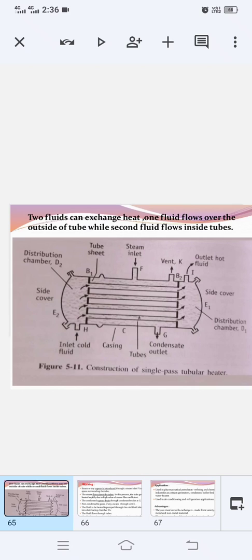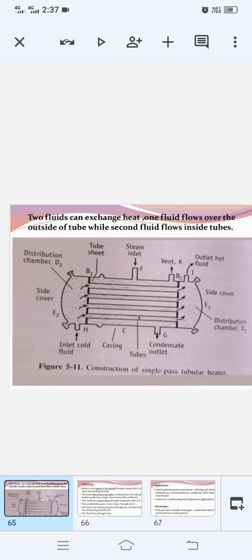Now steam or other vapor is introduced by a connection F. The heating medium, steam or vapor, enters the casing from connection F. Some provisions are made for the escape of non-condensable vapor. The non-condensable vapor will be removed from point K, and the condensed vapor drains at point G. The condensate outlet is G, and the non-condensable vapor is removed from point K.